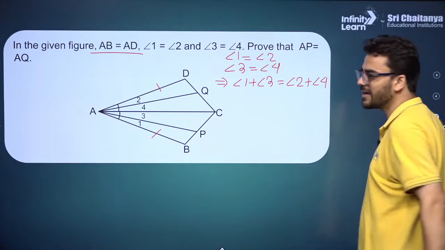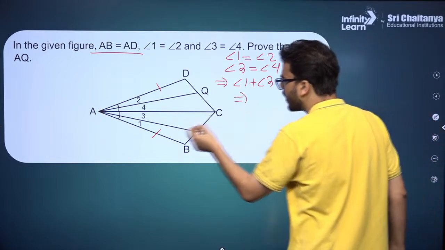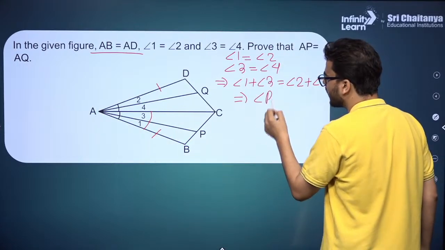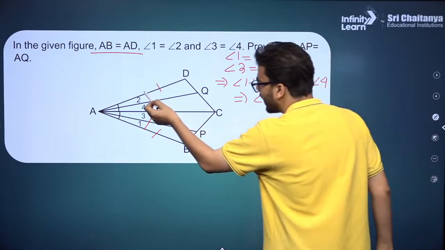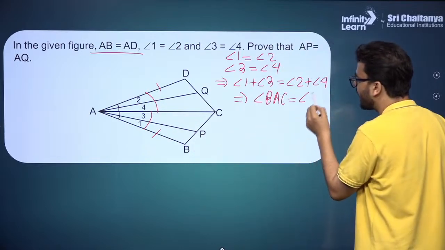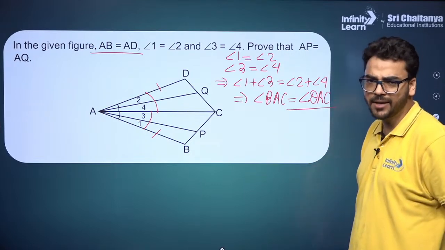Can I do this thing, guys? We can obviously do this one. So you see, 1 plus 3 is what? 1 plus 3 is this angle, angle BAC, correct? So we have proved angle BAC to be equal to angle DAC in this question. I hope this is clear up till here.